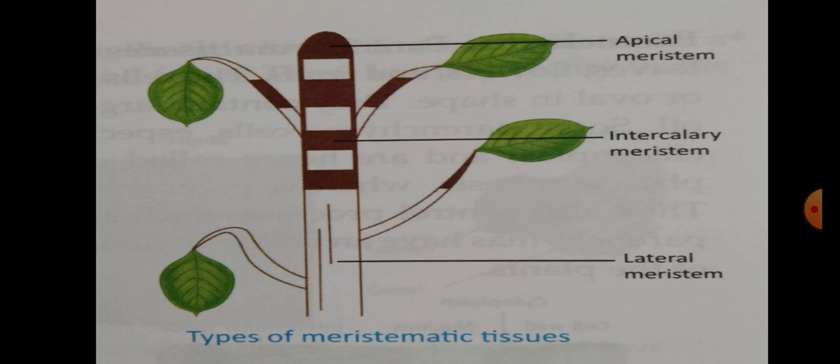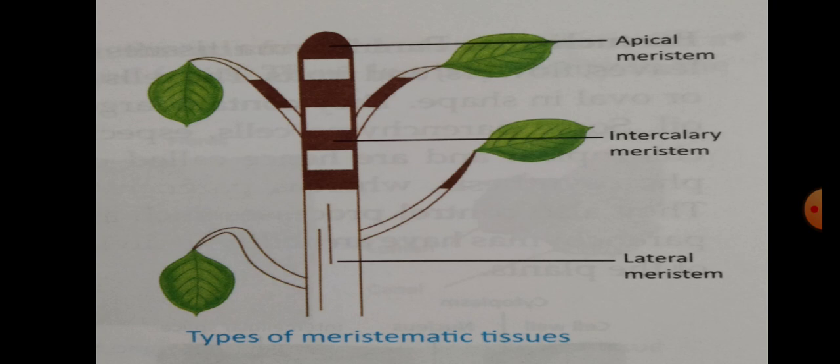So vascular cambium as well as cork cambium are the two types of lateral meristem. Which are the two types of lateral meristem? Cork cambium and vascular cambium.